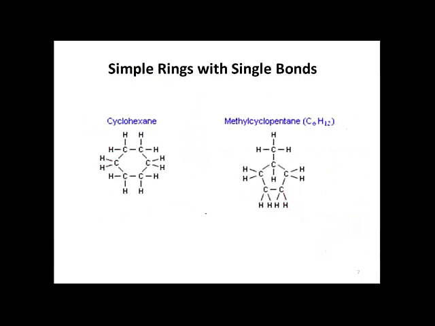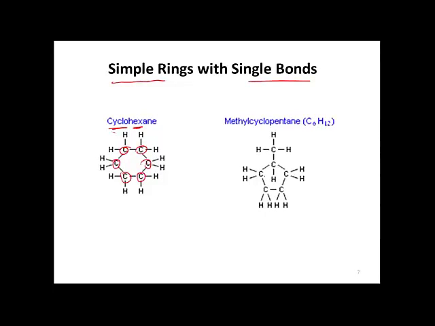Now, when you get compounds like these, these are rings with single bonds. So here are the carbons again. Here's one carbon, two carbons, three carbons, four carbons, five carbons, six carbons, hence the word hexane. But this is called cyclohexane because notice it's in a little ring here. So you can see the carbons, single bonds, but now instead of being in a straight chain or branched, they are in a ring. A very simple ring.